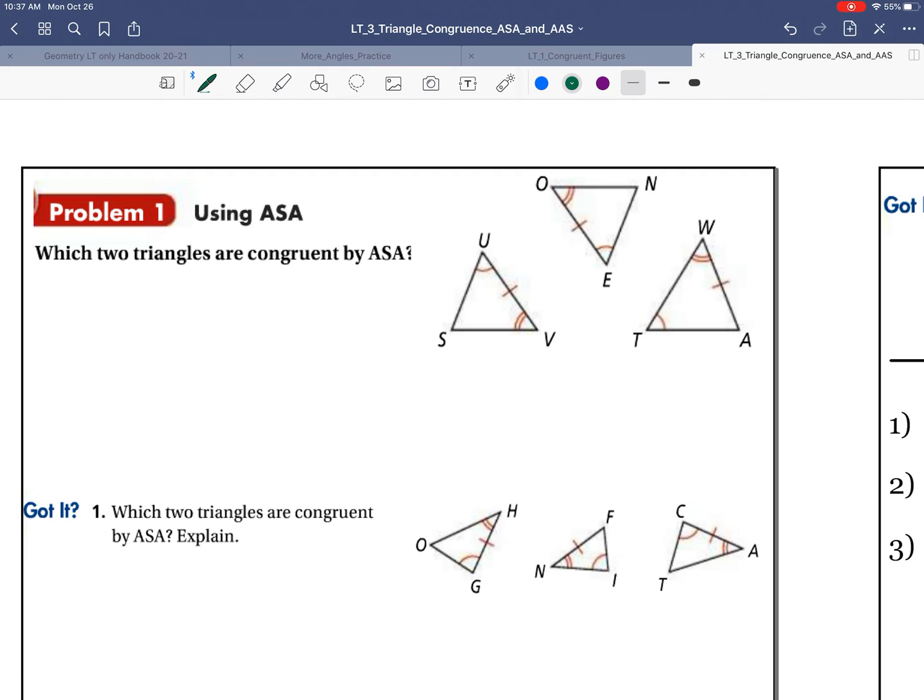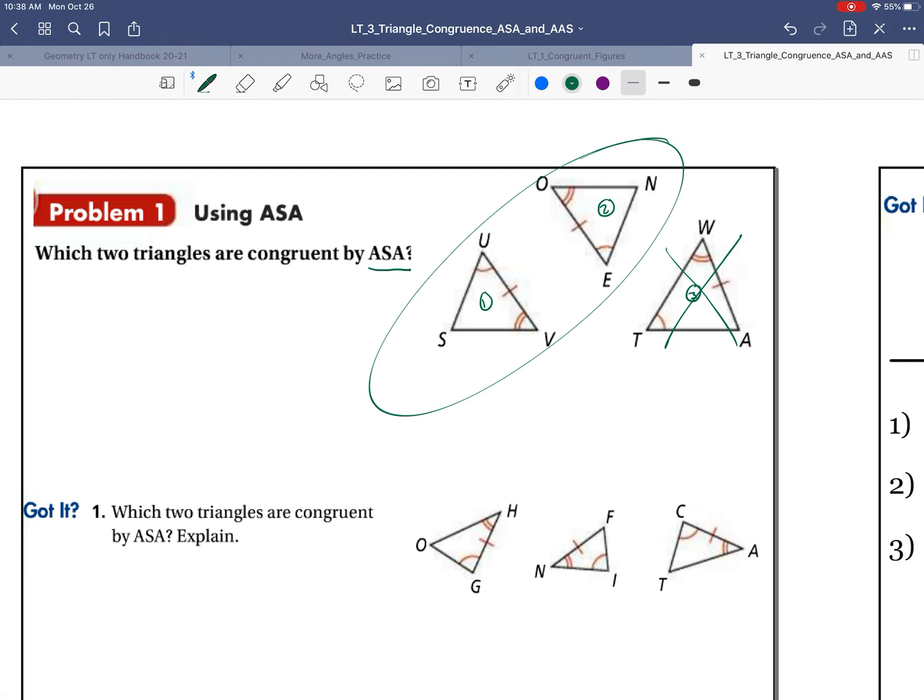So let's look down here. Which two triangles are congruent by angle side angle? Well, we can see this first one, I'll call it triangles 1, 2, and 3. Triangle 1 has angle side angle, so that seems to work. Triangle 2 also has angle side angle, where the side is included between the two angles. But look at triangle 3. I've got two angles and then a side, so triangle 3 does not work. It must be these two.